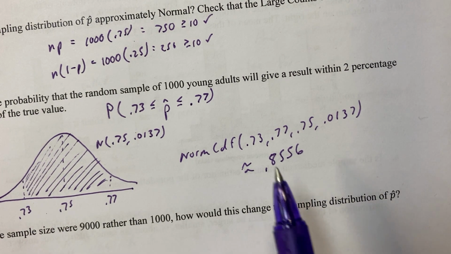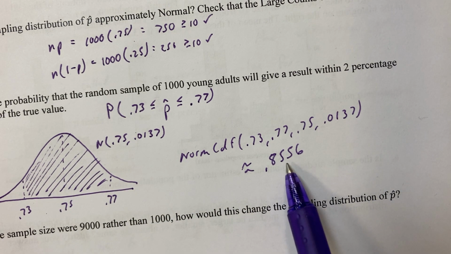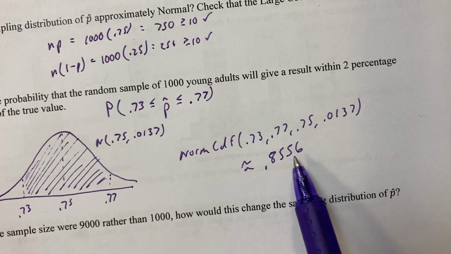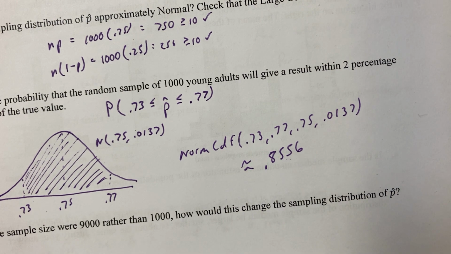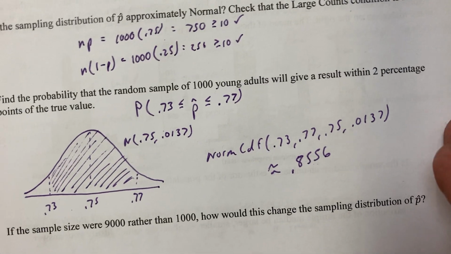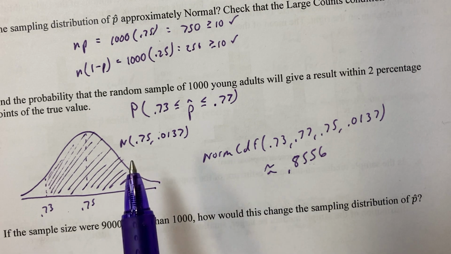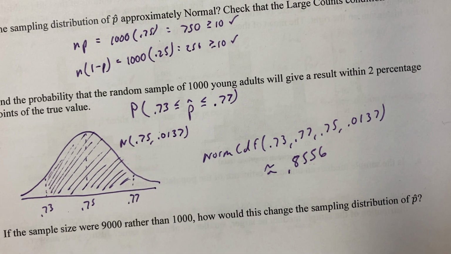So what this means is, in general, if I do a bunch of samples, 85.56% of all of my samples should be within 2 percentage points of 0.75 of the true proportion, plus or minus 2 percentage points of that. So it's nice to know.